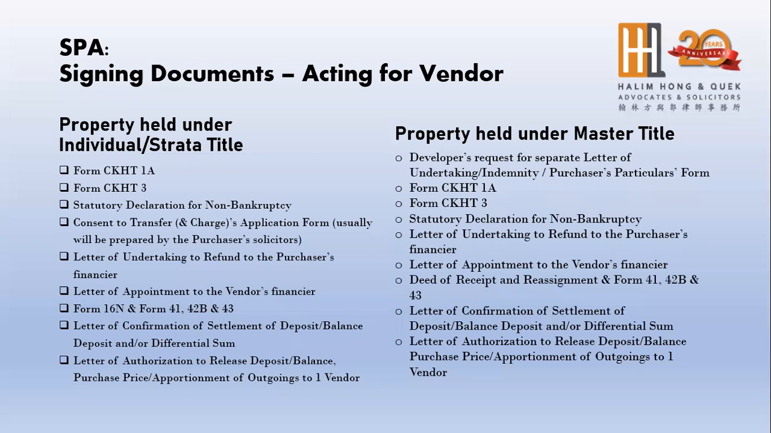Okay. So for property held under master title, you have to take note, some developers might request additional documents to be signed, which is their own format, their undertaking letter, their indemnity letter. So you would have to prepare them. Then after that, the same documents like CKHT form, statutory declaration for non-bankruptcy, undertaking letter, appointment letter. And for master title, instead of 16N, you prepare DRR, deed of receipt and reassignment. So the rest, they are the same documents.